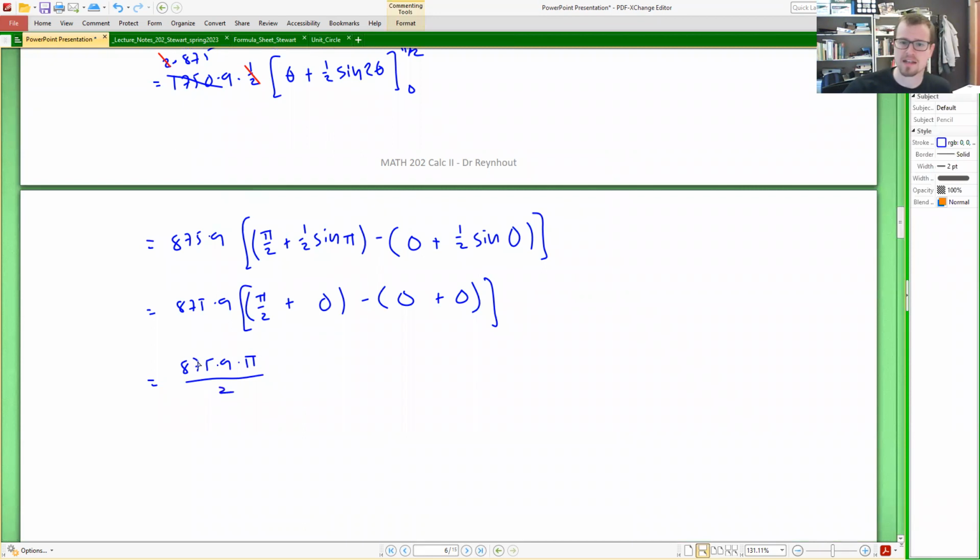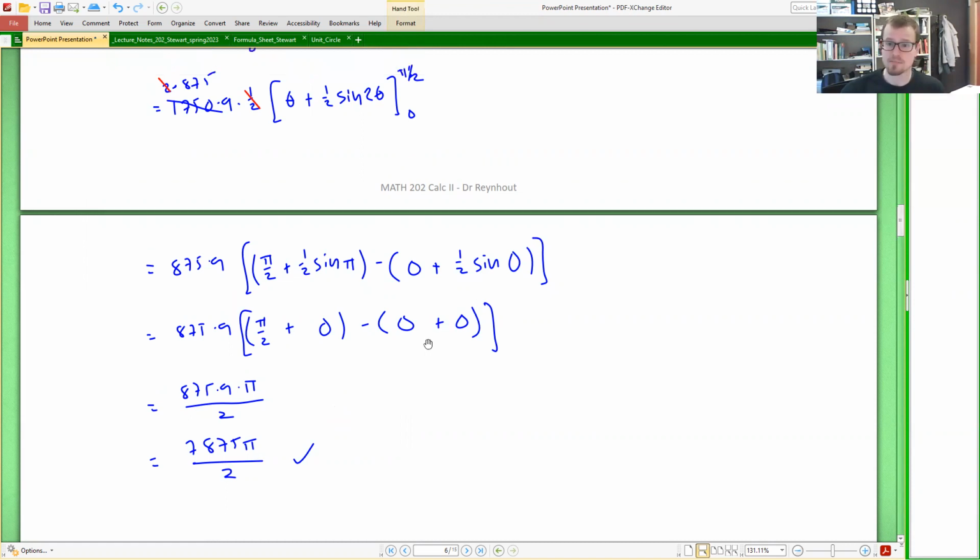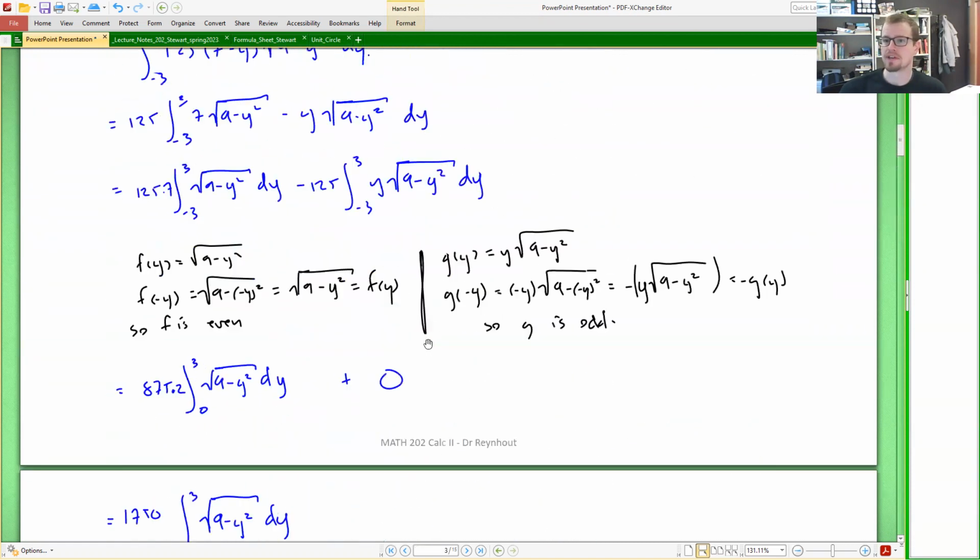Notice that this is not an even number, and that's not an even number, so they don't contain a factor of 2. So there won't be any simplification. And this gives us 7,875 pi over 2. Yay! And that's the same thing that we had found quite some time ago using Mathematica.